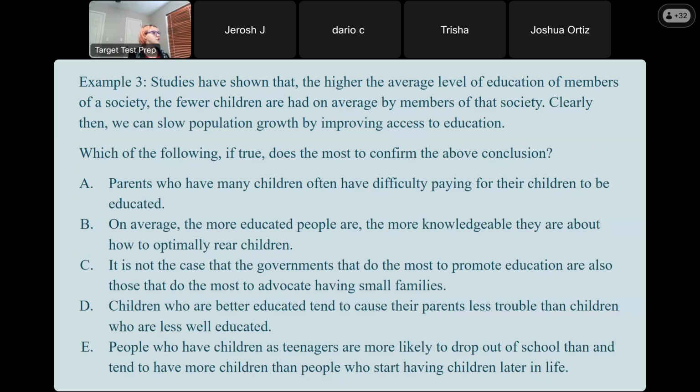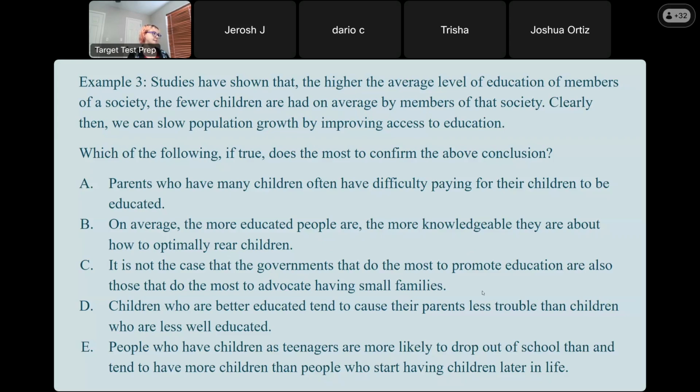A, parents who have many children often have difficulty paying for their children to be educated. That doesn't affect our cause and effect. It certainly doesn't strengthen it. Yeah, that's about finances, which is a little bit out of scope. B, on average, the more educated people are, the more knowledgeable they are about how to optimally rear children. So this one only works if the way to optimally rear children is to have less of them, which is not clarified. So it offers relevant information that doesn't affect the argument.